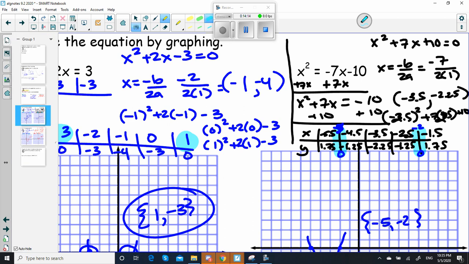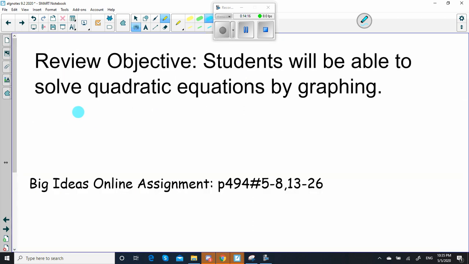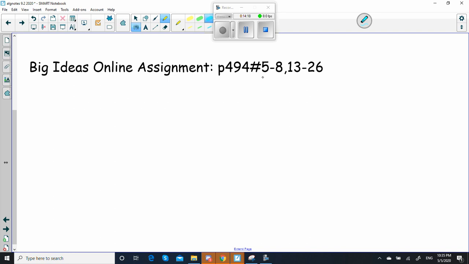So the assignment is on Big Ideas Online. It's page 494. 5 through 8 is just looking at pictures and saying what the assignment is. And then 13 through 26, you're going to solve by graphing.